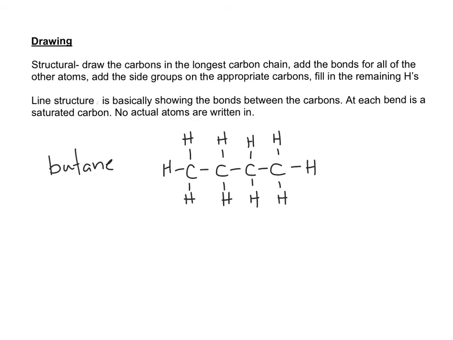For the line structure for this, it is literally a zigzag. So at the end of each line is a carbon. So that's 2 carbons. 1, 2, 3, 4. So this is the line diagram for butane. So there's 4 carbons. 1, 2, 3, 4. You don't have to number them, I'm just showing you where they are. You don't write in any atoms at all.